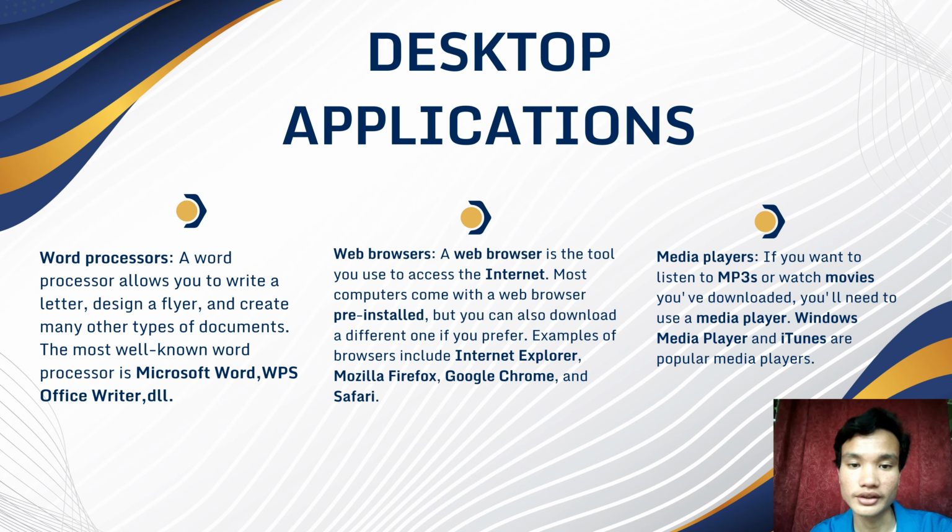Desktop application. Desktop application consists of three parts. The first is word processor. A word processor allows you to write a letter, design a flyer, and create many other types of document. For example, like Microsoft Word, Office Writer, and the other one. The second is web browser. A web browser is the tool you use to access the internet. For example, like Google Chrome, Mozilla Firefox, and Internet Explorer.